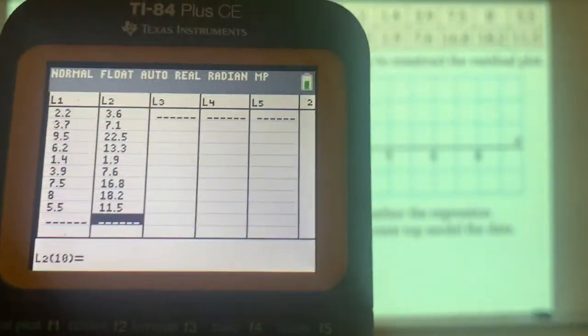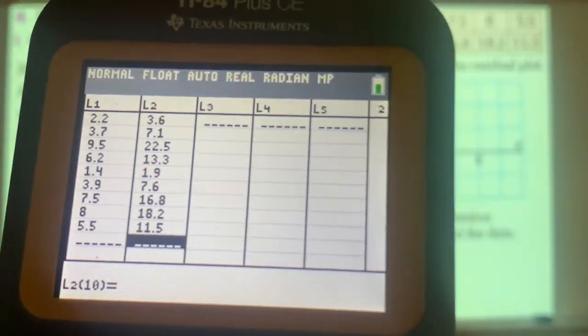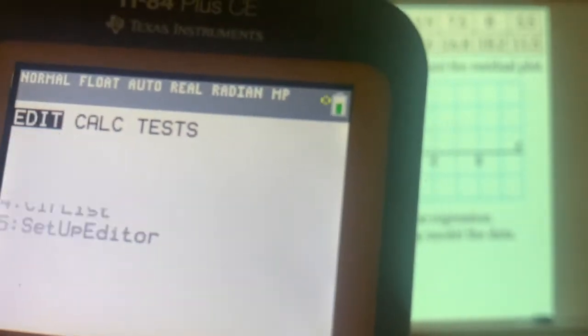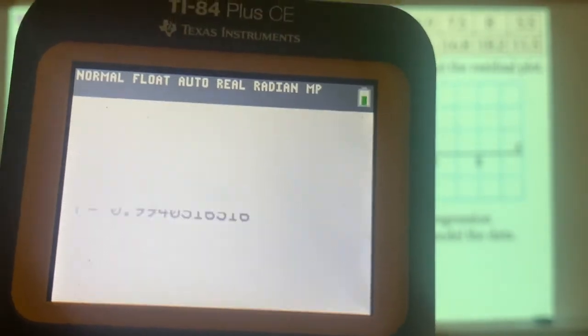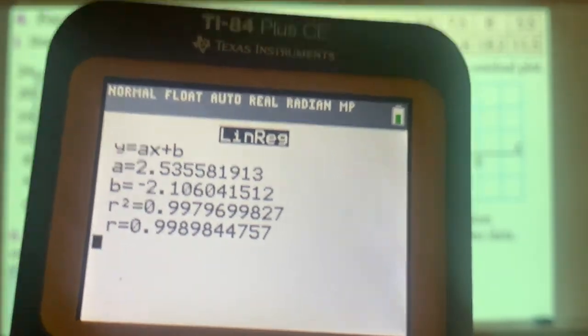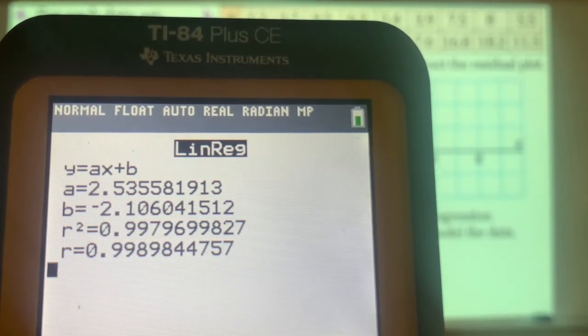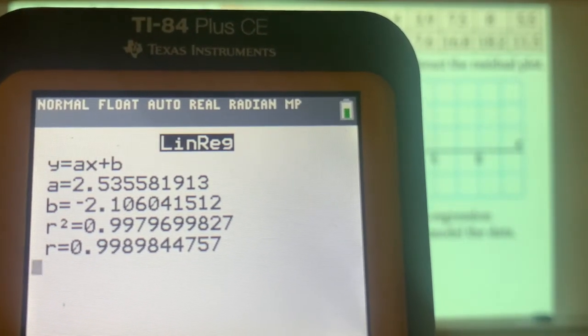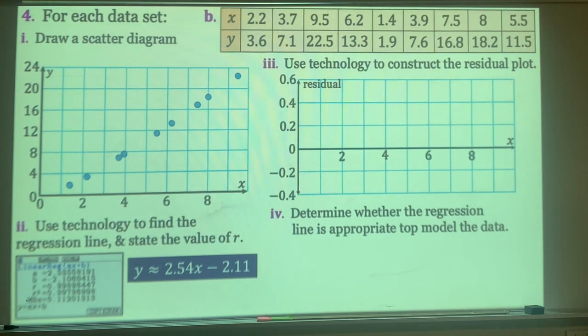All right. When I typed it in, I am going to hit the buttons that say stat, calc, linreg, calculate. And I get this. Oh boy, that's a lot of stuff. Looks pretty impressive. And that is the same thing I got on the board. And I got 2.54x minus 2.11. My regression coefficient is 0.999.